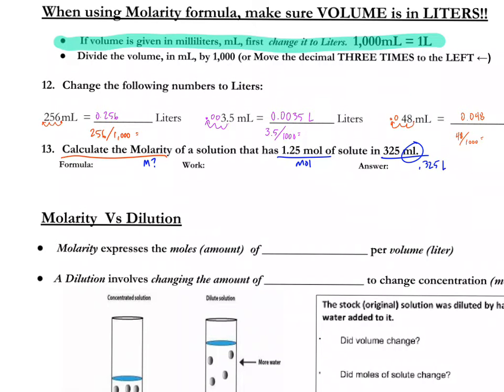0.325 liters. All right, so my formula is molarity equals moles divided by liters. Molarity is unknown. I've got 1.25 moles and 0.325 liters. So 1.25 divided by 0.325 gives me a molarity of 3.85 as my answer. All right, so we're going to move on here.